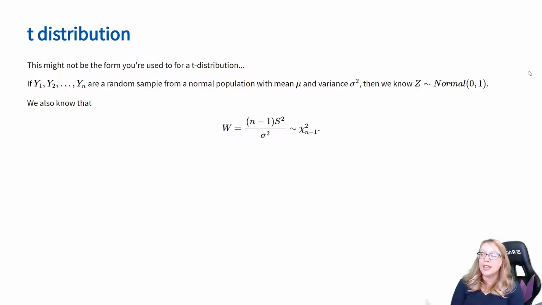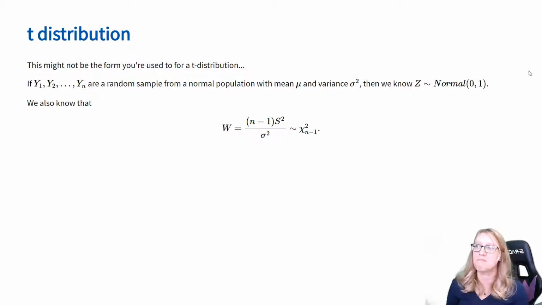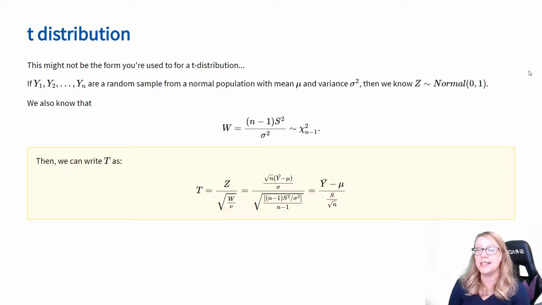So we know that if y1 through yn are again normally distributed, we know that z-scores then are normal with mean 0 and variance 1. We also know that a chi-squared statistic, or w, looks like this. We can take n minus 1 times the sample variance over the population variance. That follows a chi-square distribution. So our t distribution really looks like this. In the denominator, I'm going to replace w with this form of a chi-squared. The degrees of freedom for this particular chi-square are n minus 1.